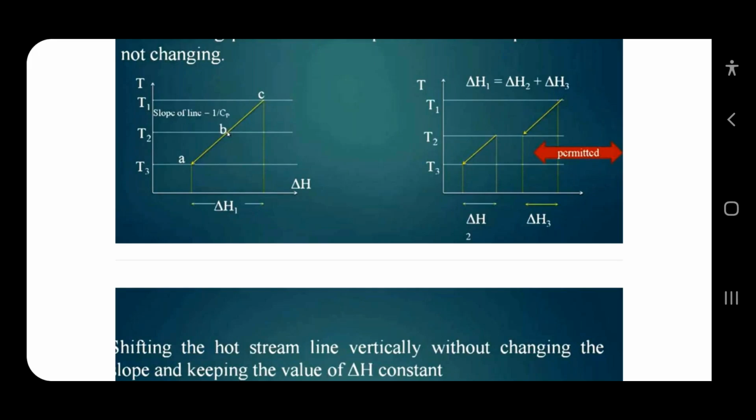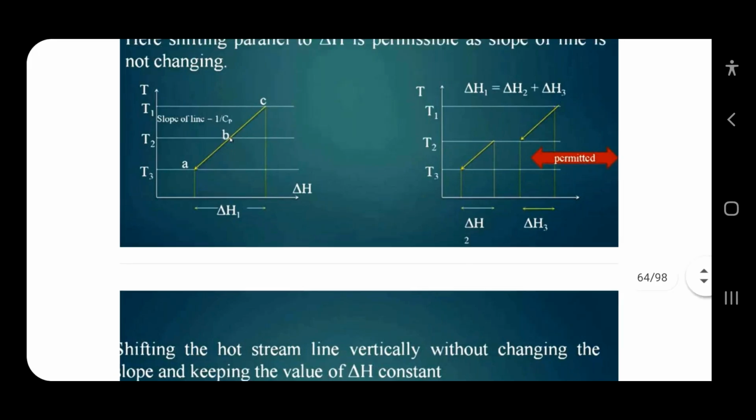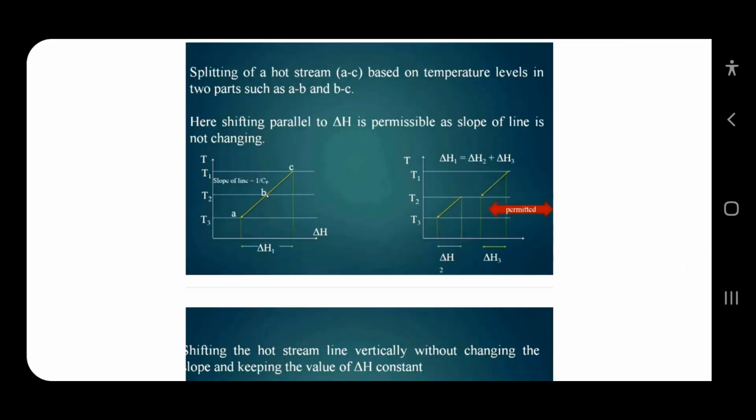It doesn't matter, you can move H2 as well. The hot stream curve you can move to the right side. Yes, it's possible, you can do it, because the delta H value should be constant throughout the graph, and the delta T value is also constant throughout the graph. It doesn't matter whether somebody shifted the curve from left to right or from right to left, that is also possible.